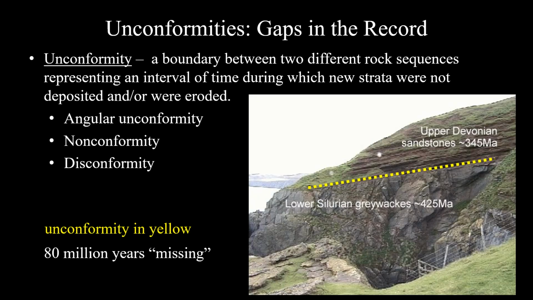Here's an example of an unconformity. In the image to your right, these are rocks from Europe. In the bottom, you can see that there's rocks that are of 425 million years or so age. And above them, there are some sandstones that are 345 million years of age. Where those two layers meet, there's about 80 million years of missing time. So this would be called an unconformity because we're missing this 80 million years. And unconformities come in three flavors: angular unconformities, nonconformities, and disconformities.